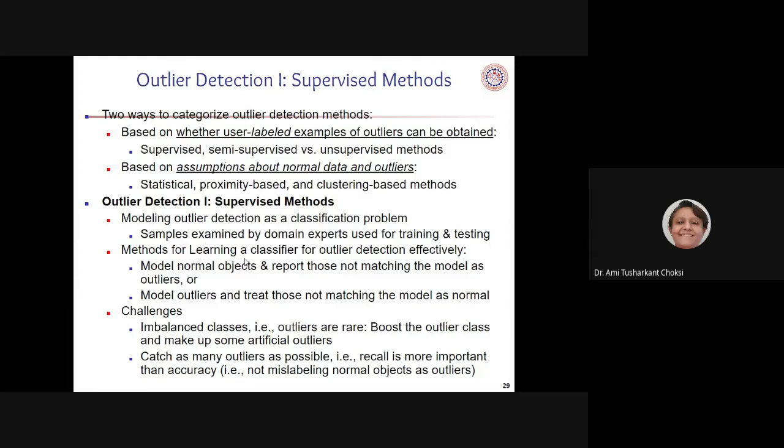We need methods for learning a classifier for outlier detection effectively. What do we do for that? Model normal objects and report those not matching the model as outliers. We have a model which only fits the normal objects, and those not detected by it are simply the outliers.